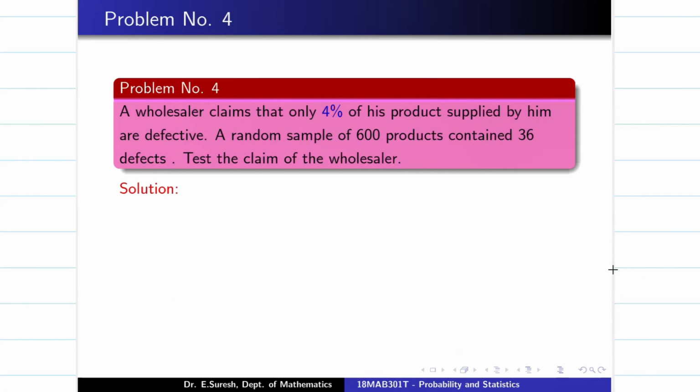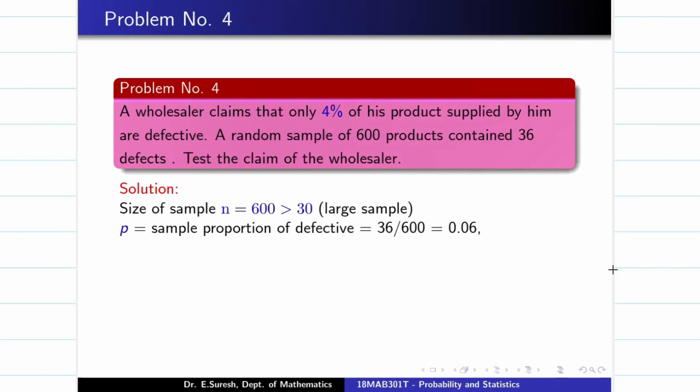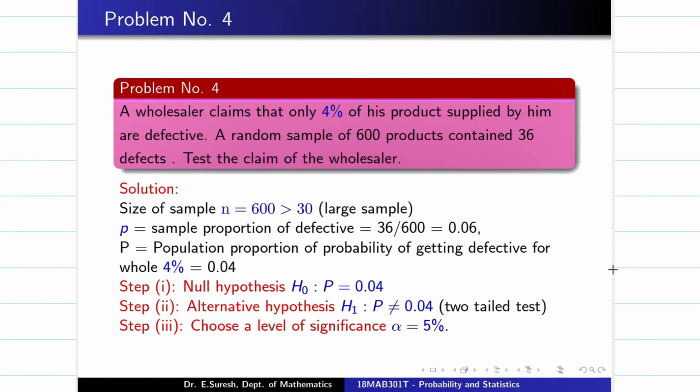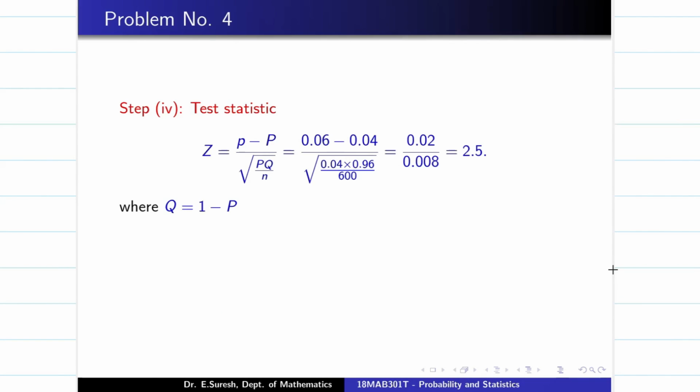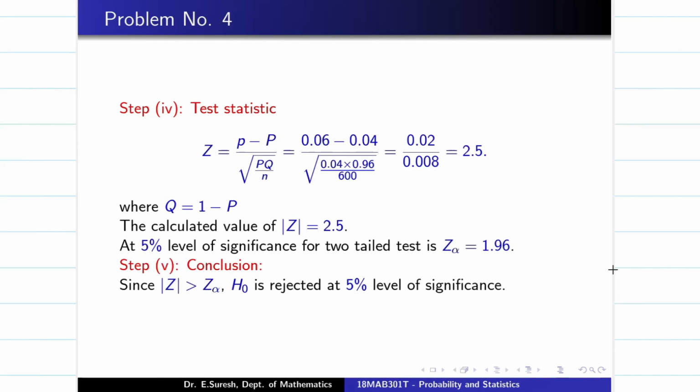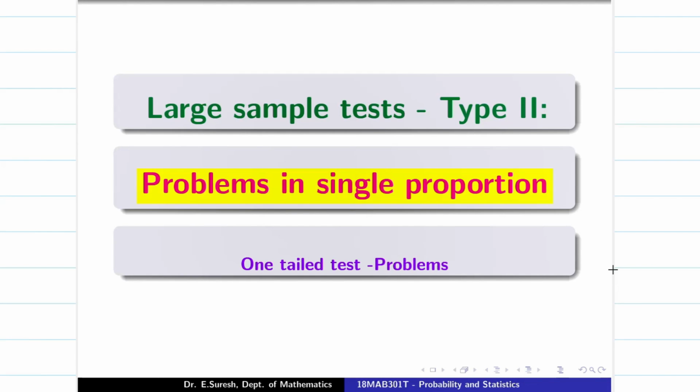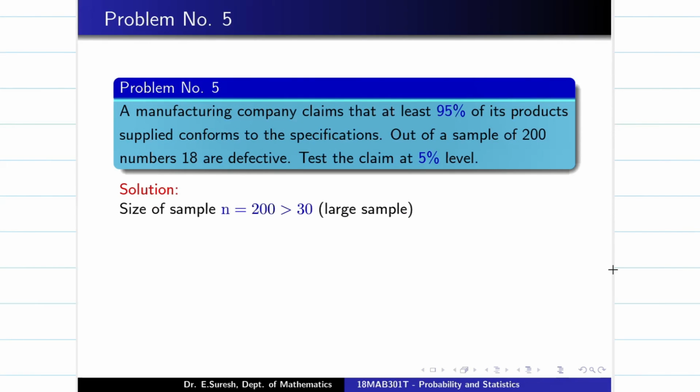That's it, guys. Hope you understand, the similar kind of problems you can see by yourself. Let us go into the next slide. So just now we saw two-tailed test. We see some examples for one-tailed test, guys. Let us go into the problem.